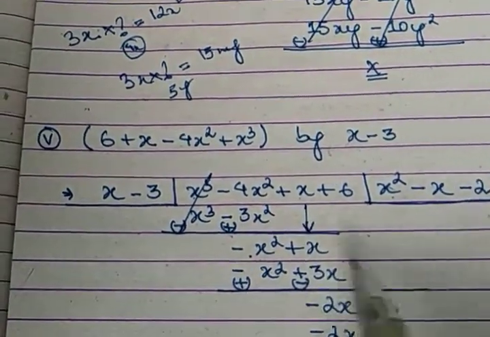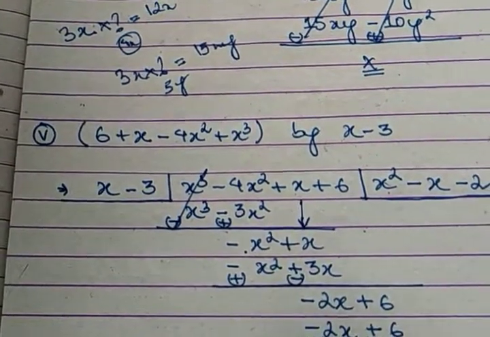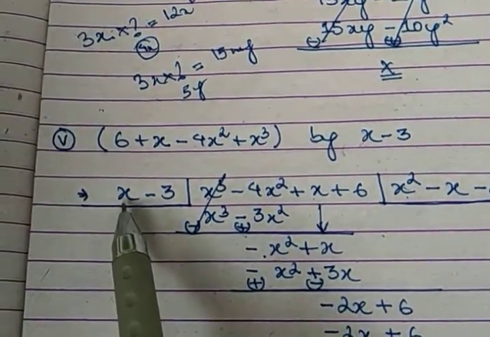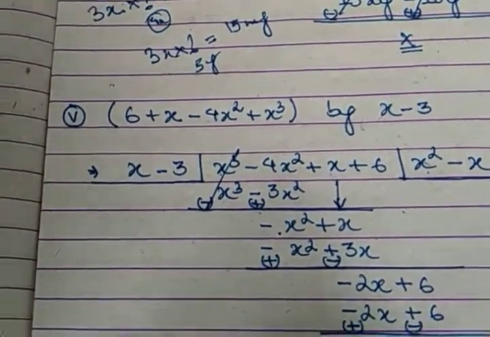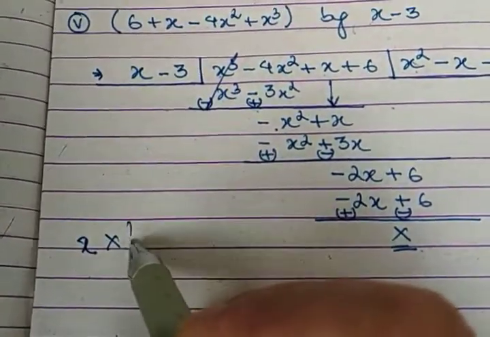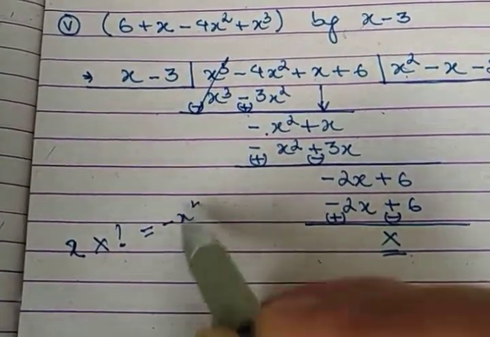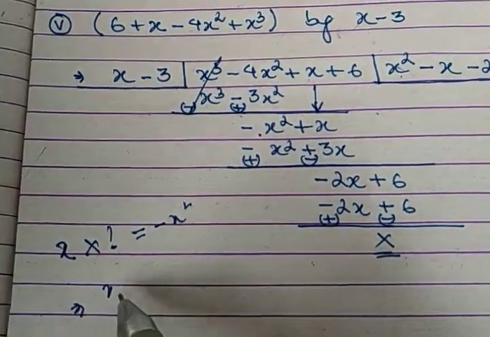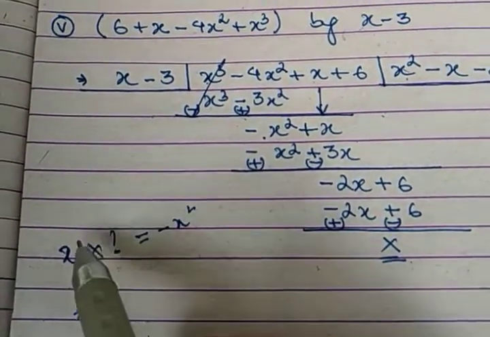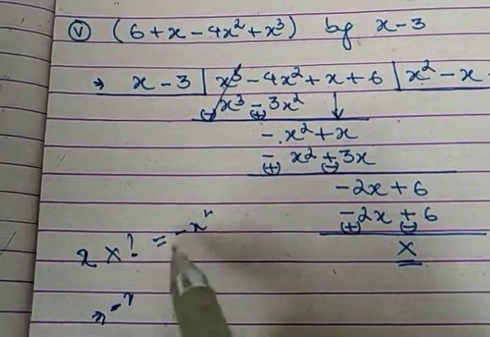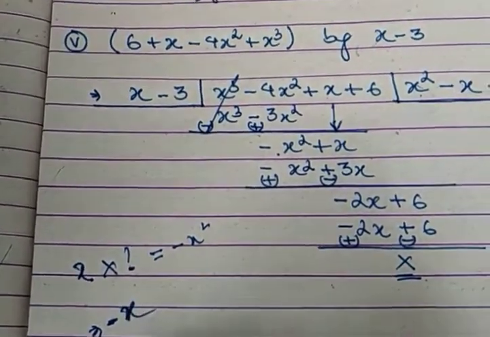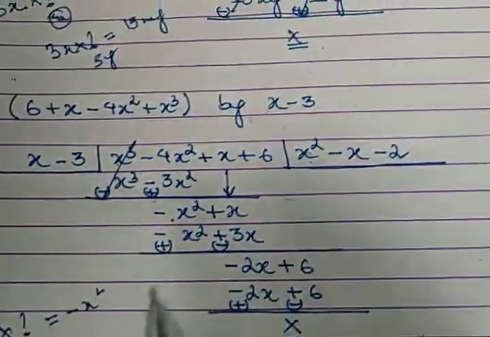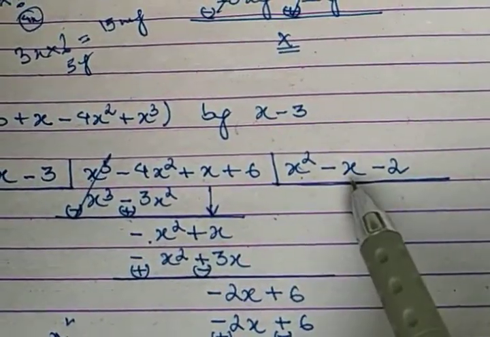Third term dropped, is plus x. Now the first term we have is minus x squared. What should I multiply with x to get minus x squared? So in order to change the sign from plus to minus, we need to multiply with minus, isn't it? Now in order to get x to x squared, what should I multiply? Simple, x. So minus x. That is why I have used minus x in the second.